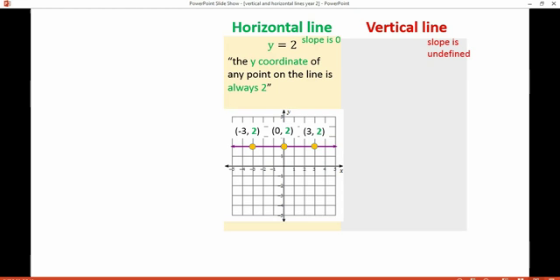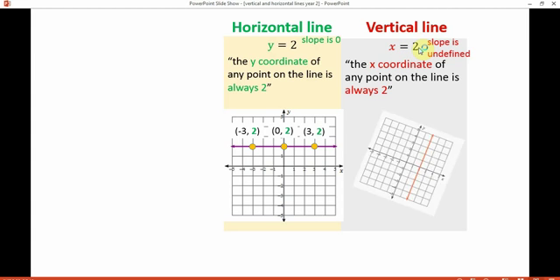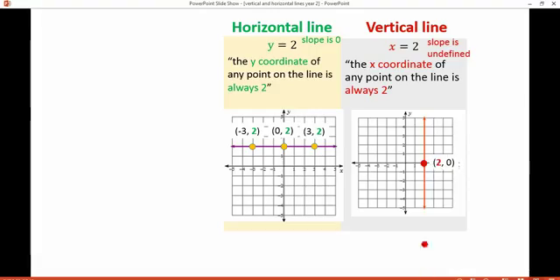Vertical lines: slope is undefined. X equals 2. The x coordinate of any point is always 2. So I need a line that shows that the x coordinate will always be 2. That is this line right here, a vertical line that goes through my x-axis at 2.